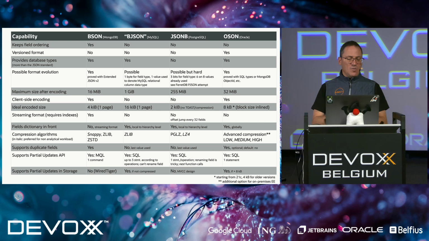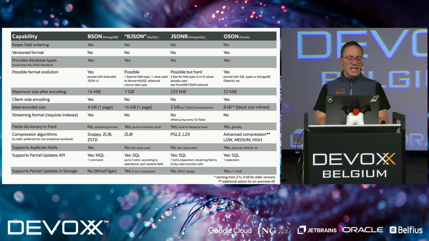It supports or provides the dataset types. That means more than just the JSON data types. Pretty much everyone except for Postgres supports additional data types, very easy to hook into. The possibility to evolve the format: Mongo does support extensions. The binary format for MySQL, it's possible to do it. At the time, Postgres can do it, but it's not that easy. And in the case of Oracle, we thought that, yes, it does make sense to have this feature from the early start, so we do it.